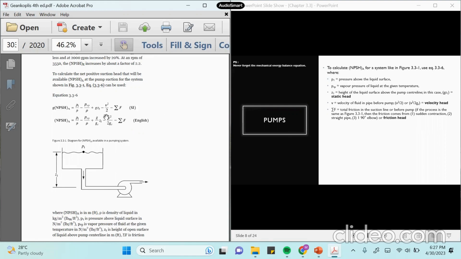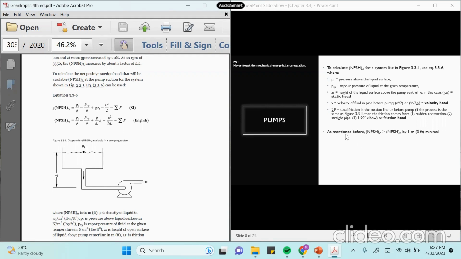And then the total friction in the suction line, or before the pump, if the process is the same as this figure, then the total friction comes from the sudden contraction, straight pipe, and one fitting, elbow 90 degree. Now we call this sigma F as friction head. So if we have a figure like this, then we can use the equation.